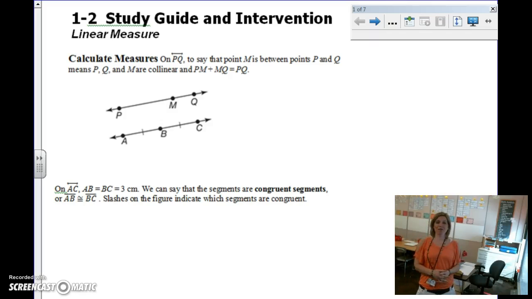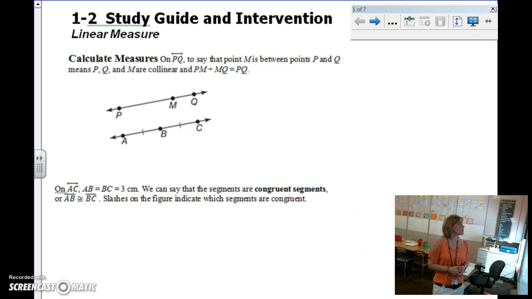Okay, ladies and gentlemen, our lesson today is on 1.2 linear measure, and we're going to be talking about how do we take a line segment and how do we find missing lengths on that line segment. So it should be fairly simple. You're going to be able to use this video if you need to go back and review. If I went too fast for you in class, you can use this as a guide to help you as you complete your homework assignment.